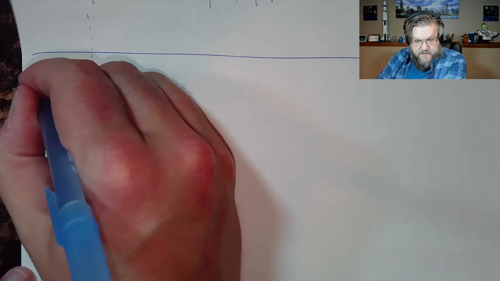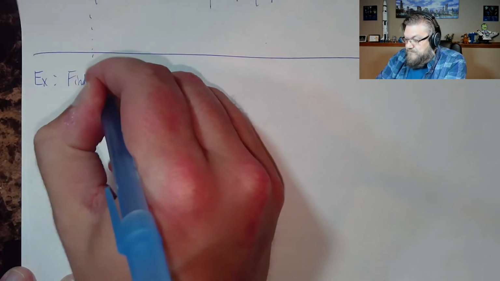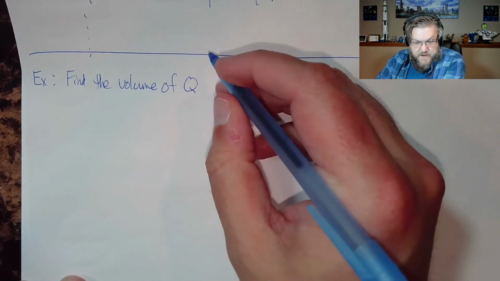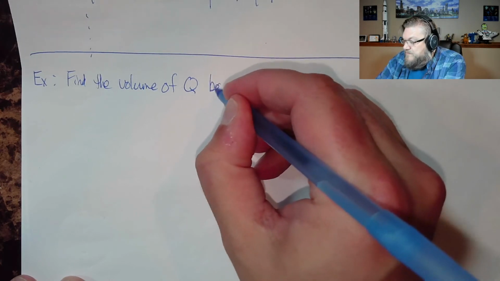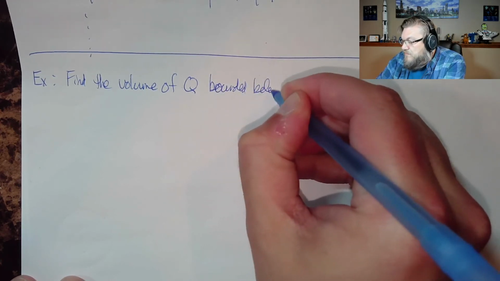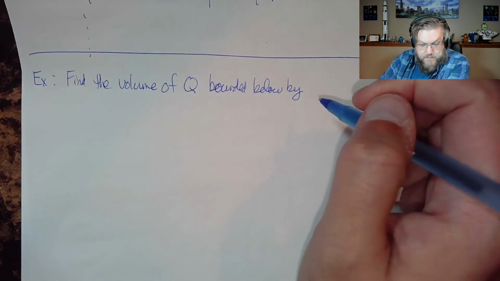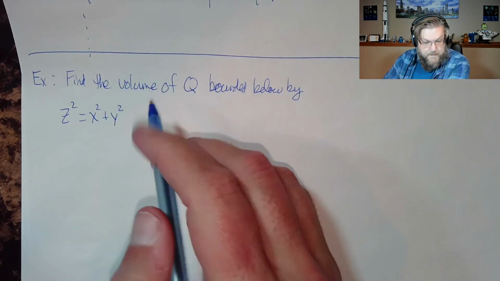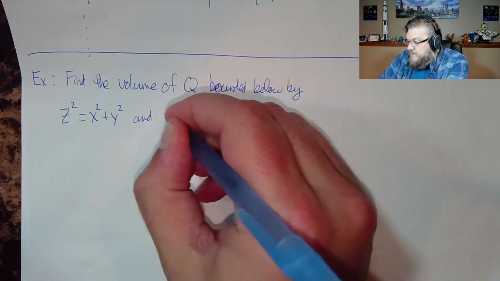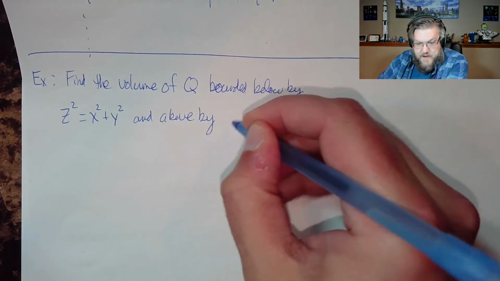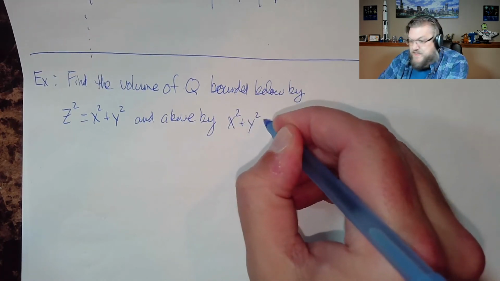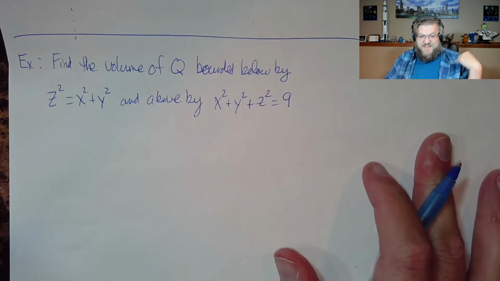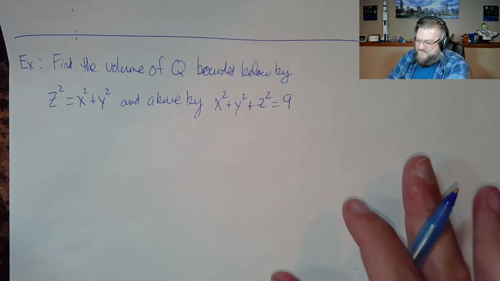So they're asking us to find the volume of Q, which is bounded below by z squared equals x squared plus y squared, and above by x squared plus y squared plus z squared equals 9. That's a sphere. That might be your sign that you should use spherical coordinates, right?